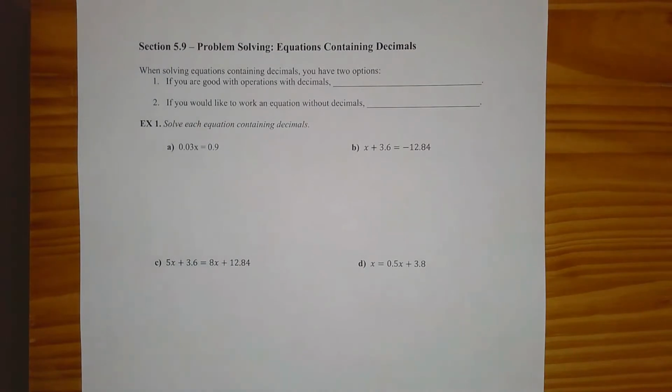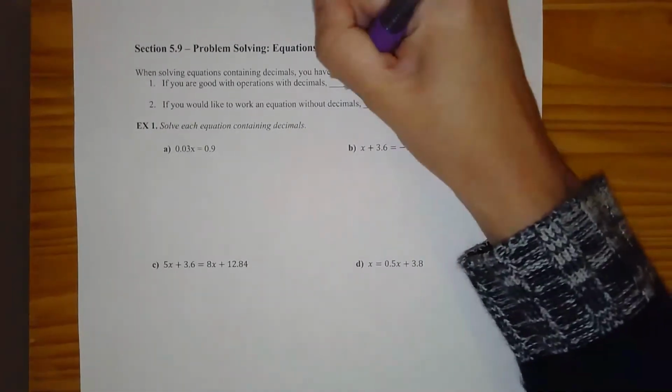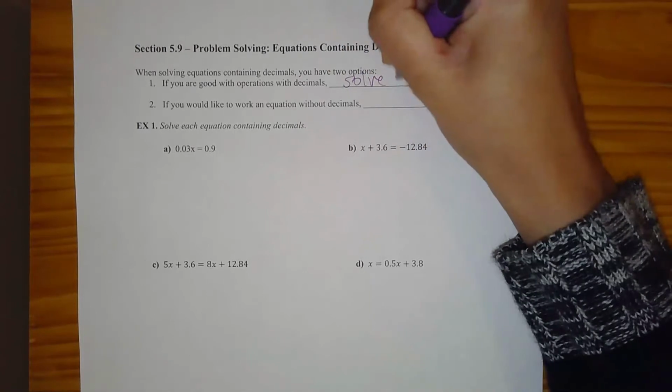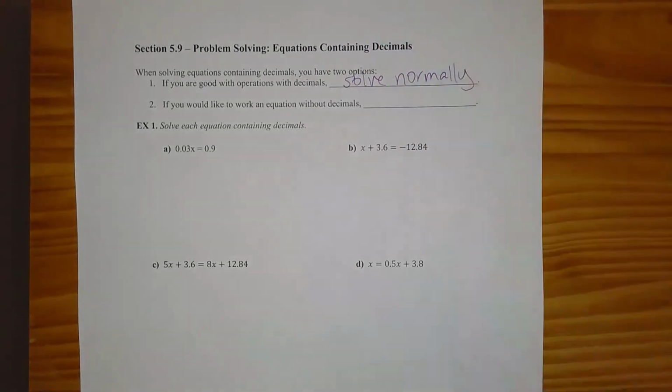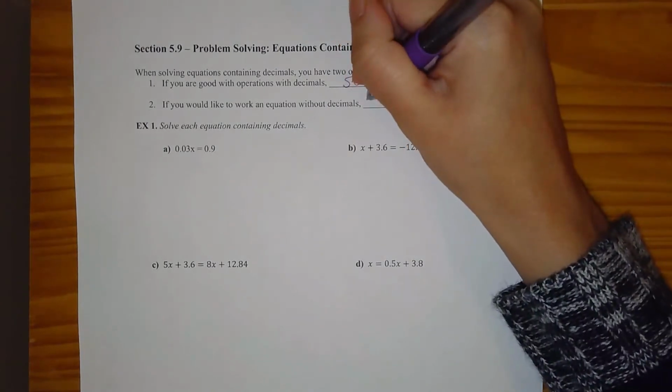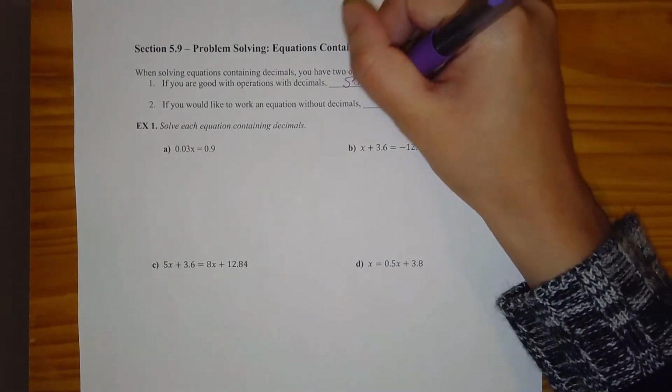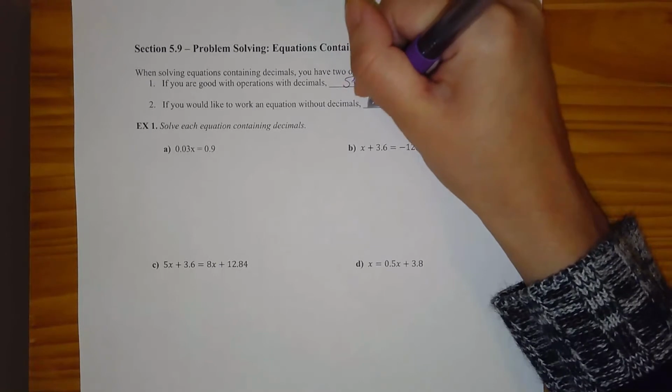If you're good with operations with decimals, which I assume most of you guys are, especially since you have a calculator, just solve normally. But if you really would like to work out an equation that doesn't have decimals in it, what you do is you multiply both sides of your equation by a power of 10 to get rid of your decimals.